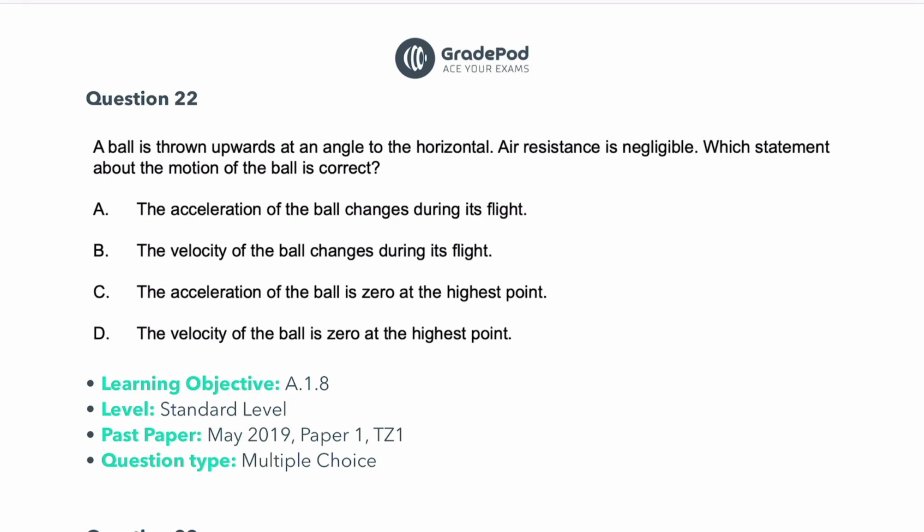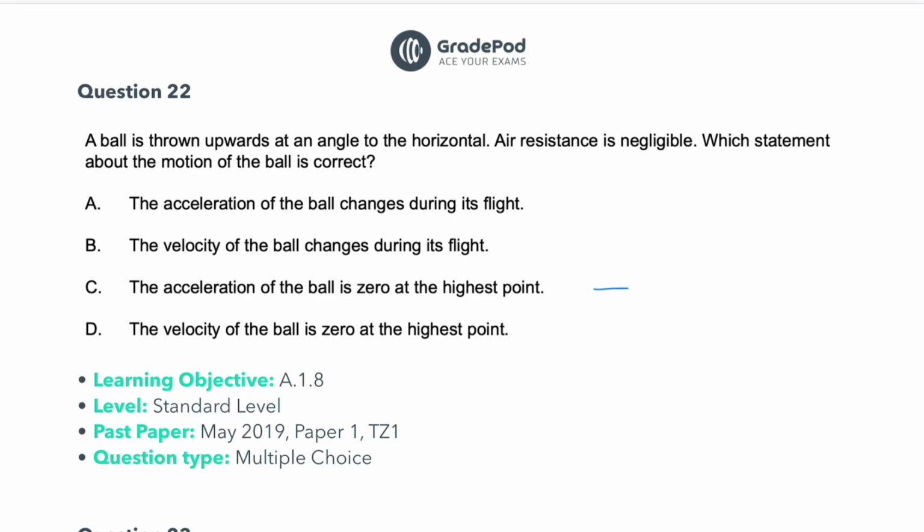Since recording the original video, some people have struggled with question 22, 24 and 29. So I've added this part onto the tutorial just to help you, just in case it's the same problem that you're having. Question 22. A ball is thrown upwards at an angle to the horizontal. Let's draw that. A straight line, that's horizontal. Ball is thrown upwards and the angle is here. Air resistance is negligible. Which statement about the motion of the ball is correct? Before we go any further, let's just draw the trajectory of the ball. The ball will do this.